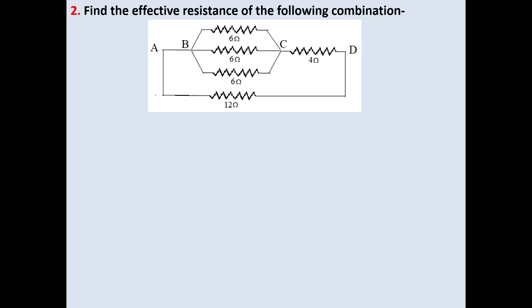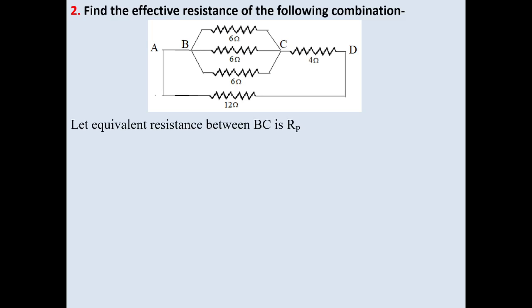Again, second circuit is given. Again, we have to find out effective resistance of this combination. So from the figure, it is seen that between points B and C, 3 resistances each of 6 ohm, these are connected in parallel. So first we will find out the parallel combination equivalent resistance between B and C.